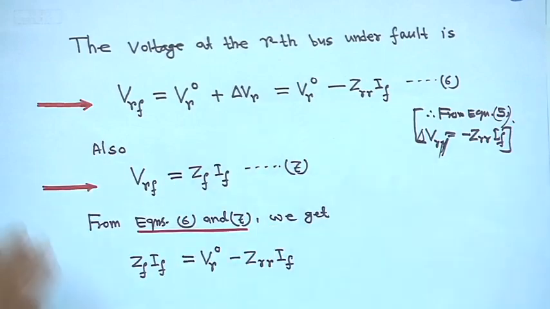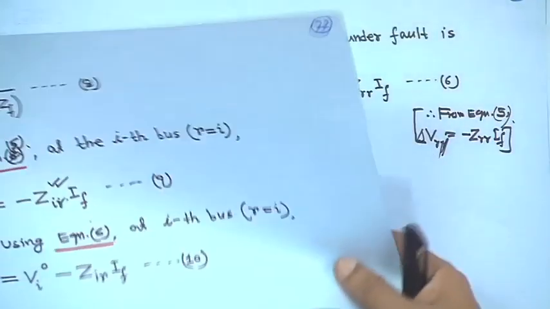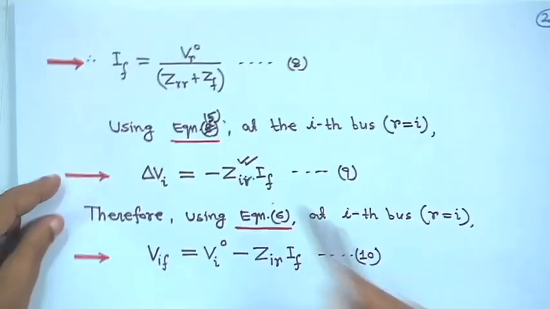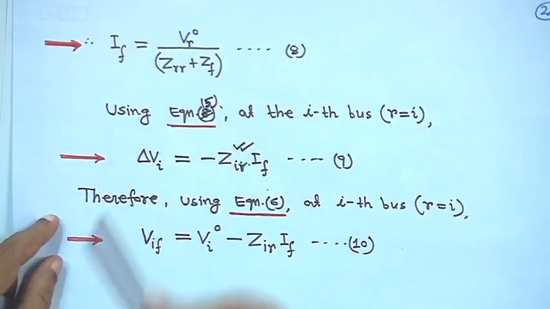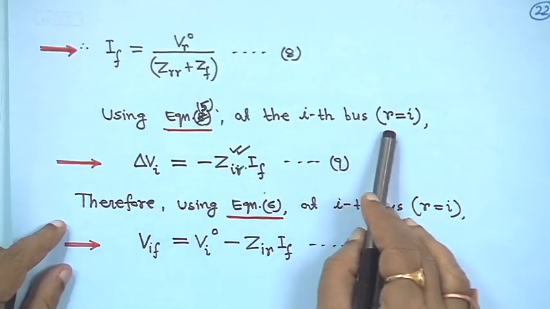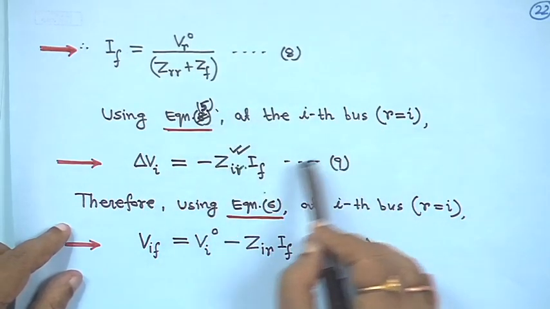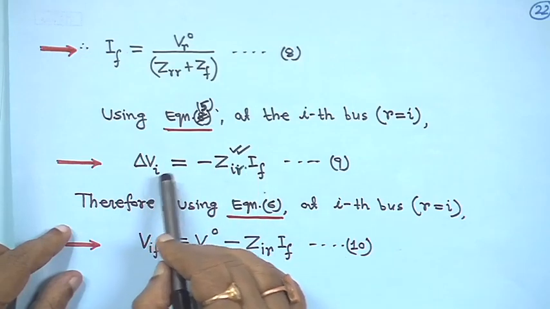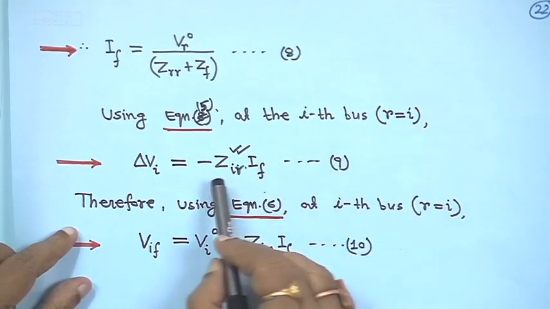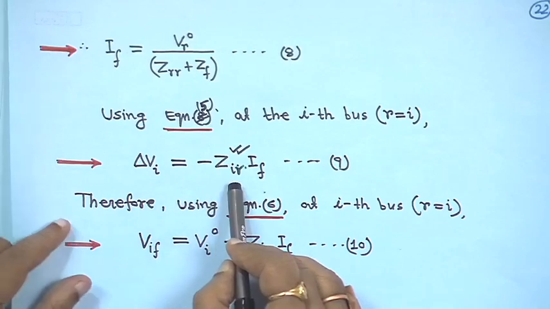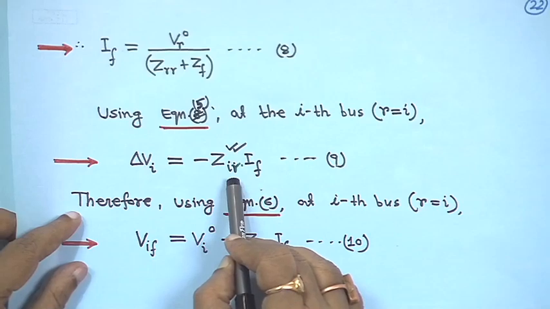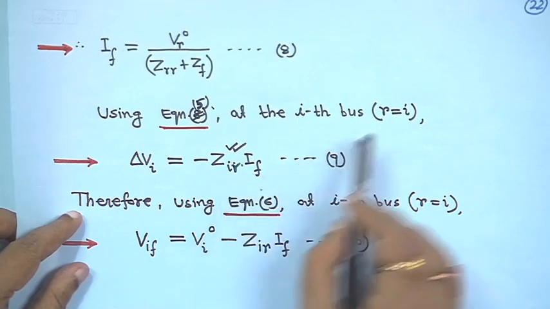Coming to the next page, from this equation you can get IF is equal to VR0 upon ZRR plus ZF, right. This is equation 8. Now, using equation 5 at the ith bus, when R is equal to I: that equation gave ΔVR is equal to minus ZRR IF, but at the ith bus put R equal to I. Please do not replace both I by R or R by I. So, only R is equal to I.